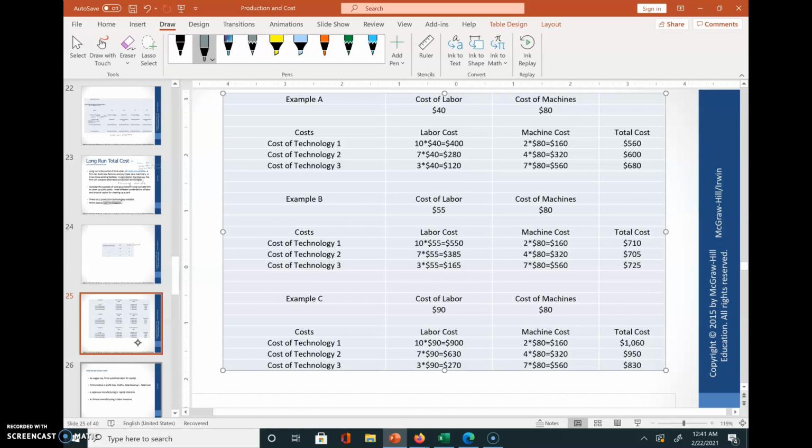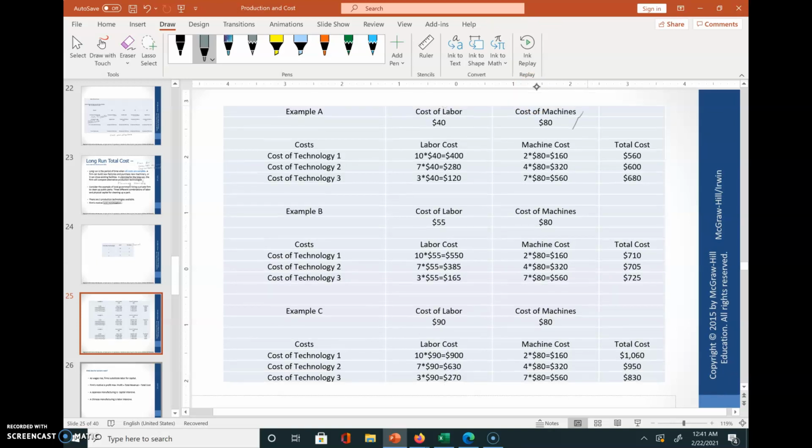Example A, cost of labor is $40 and cost of capital is $80. Now using technology 1, total cost will be $560. Using technology 2, total cost is $600. Using technology 3, the total cost is $680. Now if you look at example B here, looks like the cost of labor went up from $40 to $55, the cost of capital staying the same. So I have the total cost for each of these three technologies here.